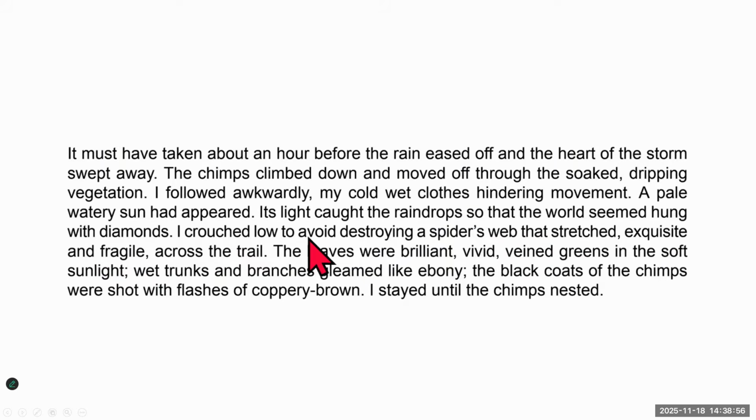I crouched low to avoid destroying a spider's web that stretched, exquisite and fragile, across the trail. The leaves were brilliant, vivid, veined greens in the soft sunlight. Wet trunks and branches gleamed like ebony. The black coats of the chimps were shot with flashes of coppery brown. I stayed until the chimps nested.